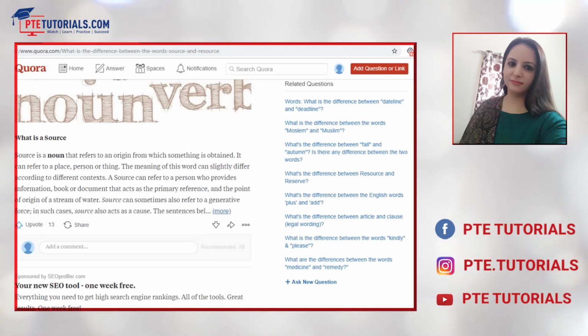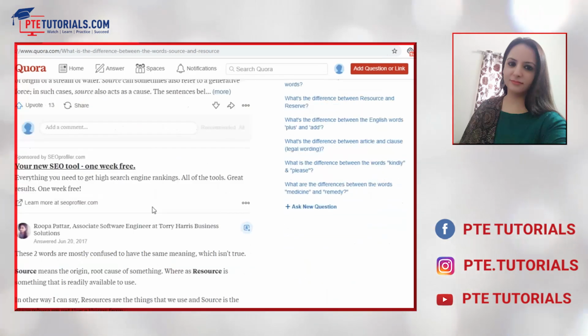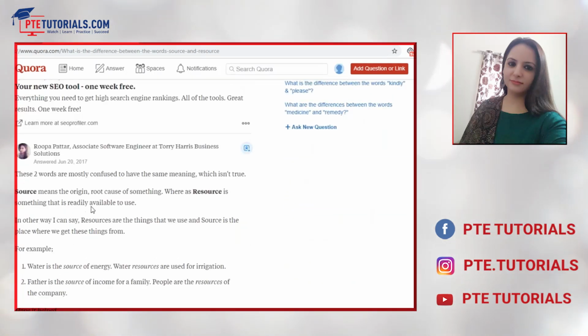Then, resource is something that is readily available to use. You just go to the library. The books which are present there, those are not the sources. Those are always considered as the resources.